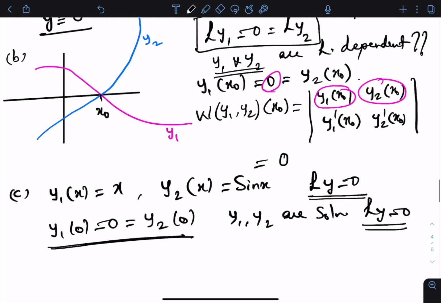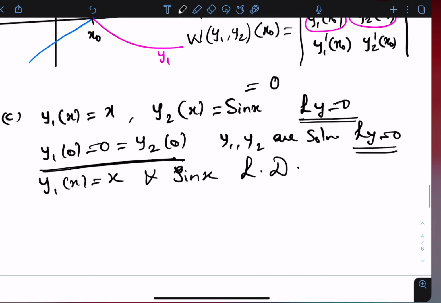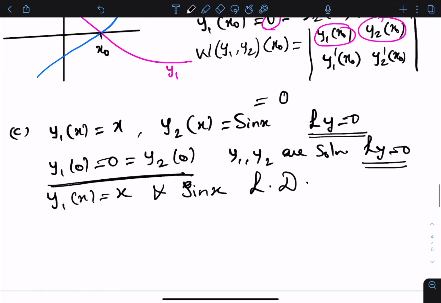And by the previous result, we should have that the functions y1 equal to x and sine x both should be linearly dependent, right, from this B. But I have already shown in the lectures, we have already seen it in the lectures. If you have not, you can go ahead and do it. You can actually show that these two functions are actually linearly independent, which is a contradiction, right?